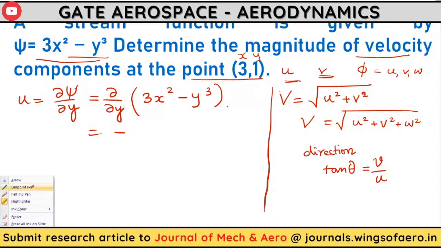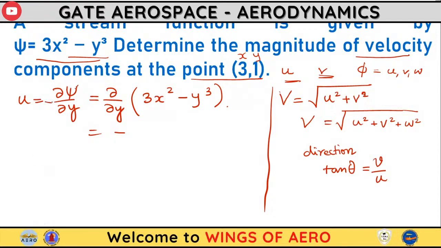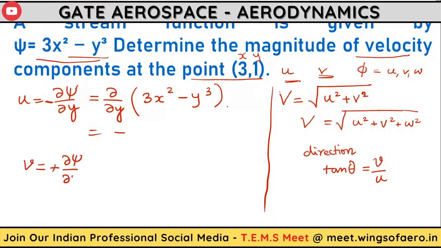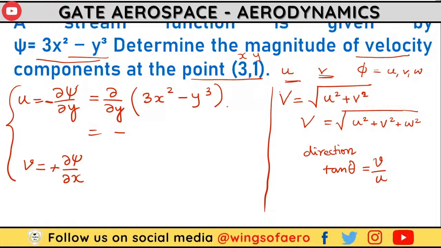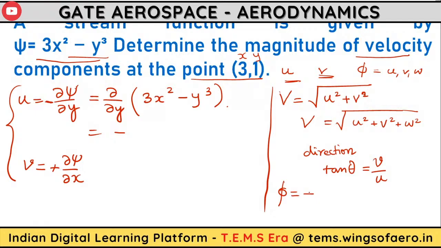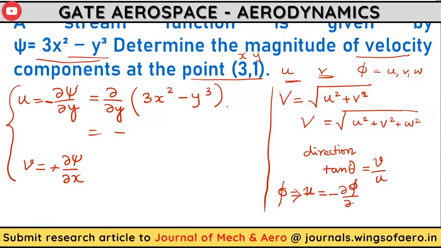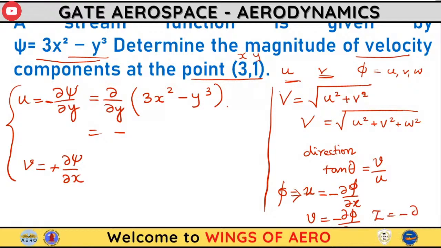And when you consider v, it is positive dou psi by dou x. Okay, there is a difference. When we are considering the psi, u equals minus dou psi by dou y, and for v, plus dou psi by dou x. And in case of velocity potential, everywhere we have the minus. U equals minus of... keep that in mind. This is the formula.